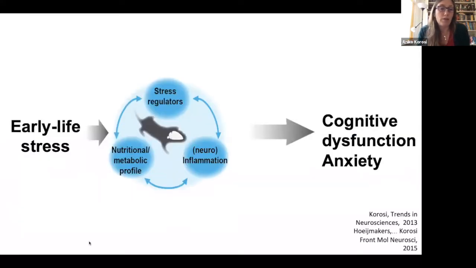So some years ago already, we came up with this hypothesis, thinking that early life stress, which can, as mentioned, take many different forms, will impact on the organism as a whole. And this schematic is not meant to be complete, but here we represent the focus points of the lab. So focusing on stress regulation, on the nutritional and the metabolic profile and the inflammation, and trying to understand really the intersection and interaction between these systems, and how these impacts will ultimately lead to the alterations in behavior, so in the cognitive dysfunctions and the anxiety phenotypes that are being observed.